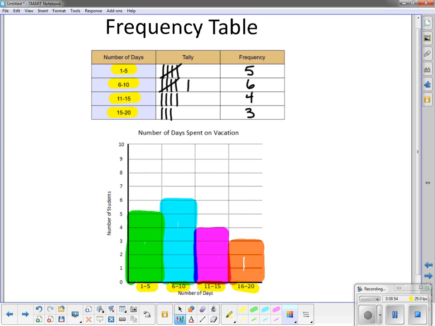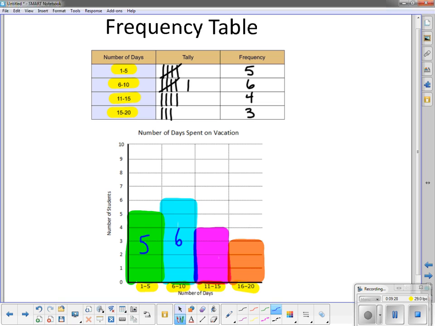Now, once again, what's nice about a histogram is that you can quickly and clearly see and compare data. So I could easily say that the most students went on vacation between 6 and 10 days last summer. Combining these groups, 5 students, 6 students, you could say that 11 students went on vacation 10 days or less.